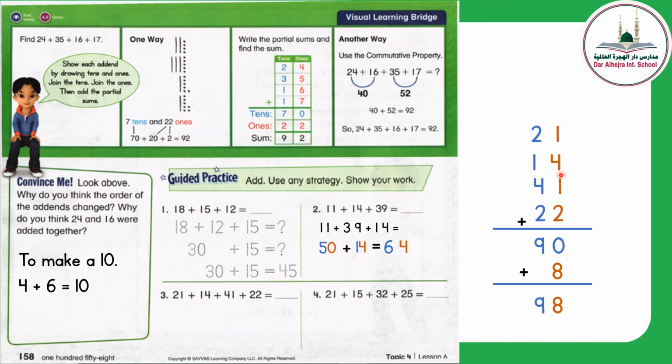Then I'll be adding the ones in the second step, like here 1 and 4 makes 5, 5 and 1 makes 6, 6 and 2, 8. So the sum of the ones place is 8. So I'll be writing 90 and 8 here, and I'll be adding them together to my final sum, 98. So instead of adding them in two different steps, I can add them all together using the partial addition method, and my sum here is 98.